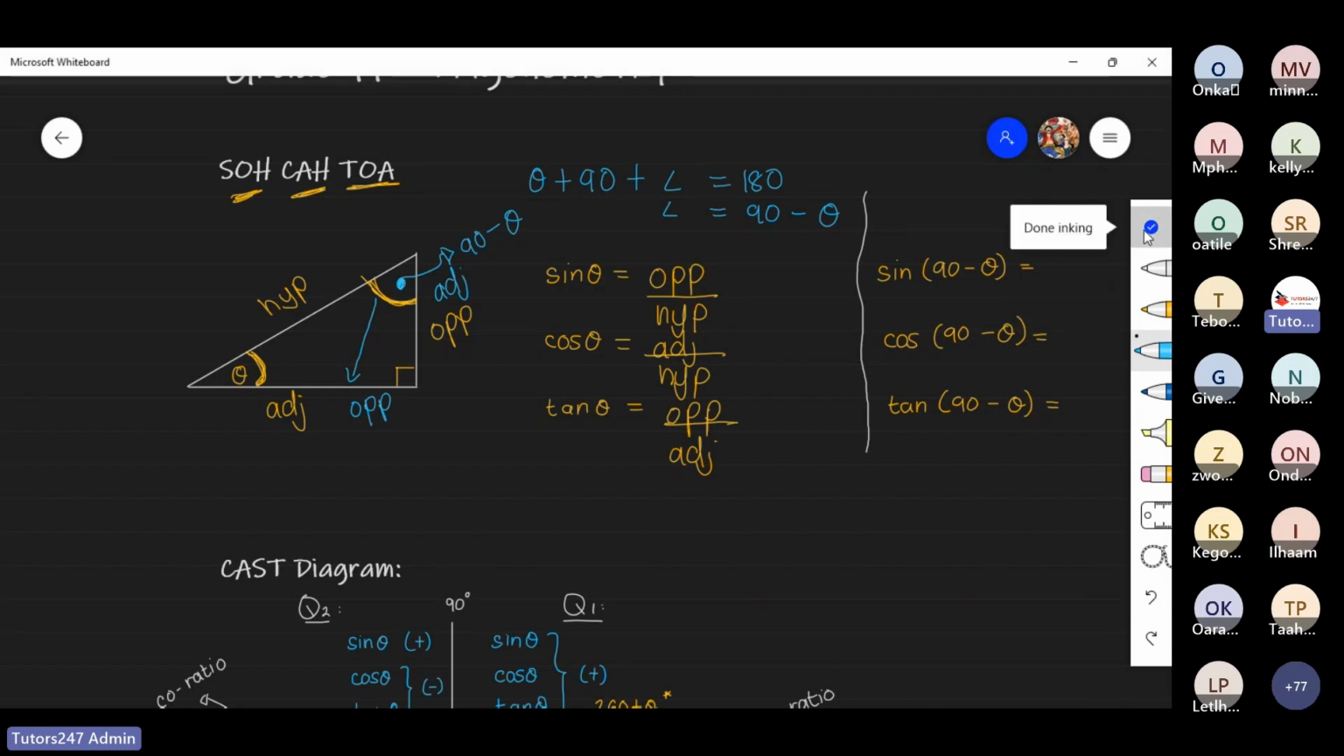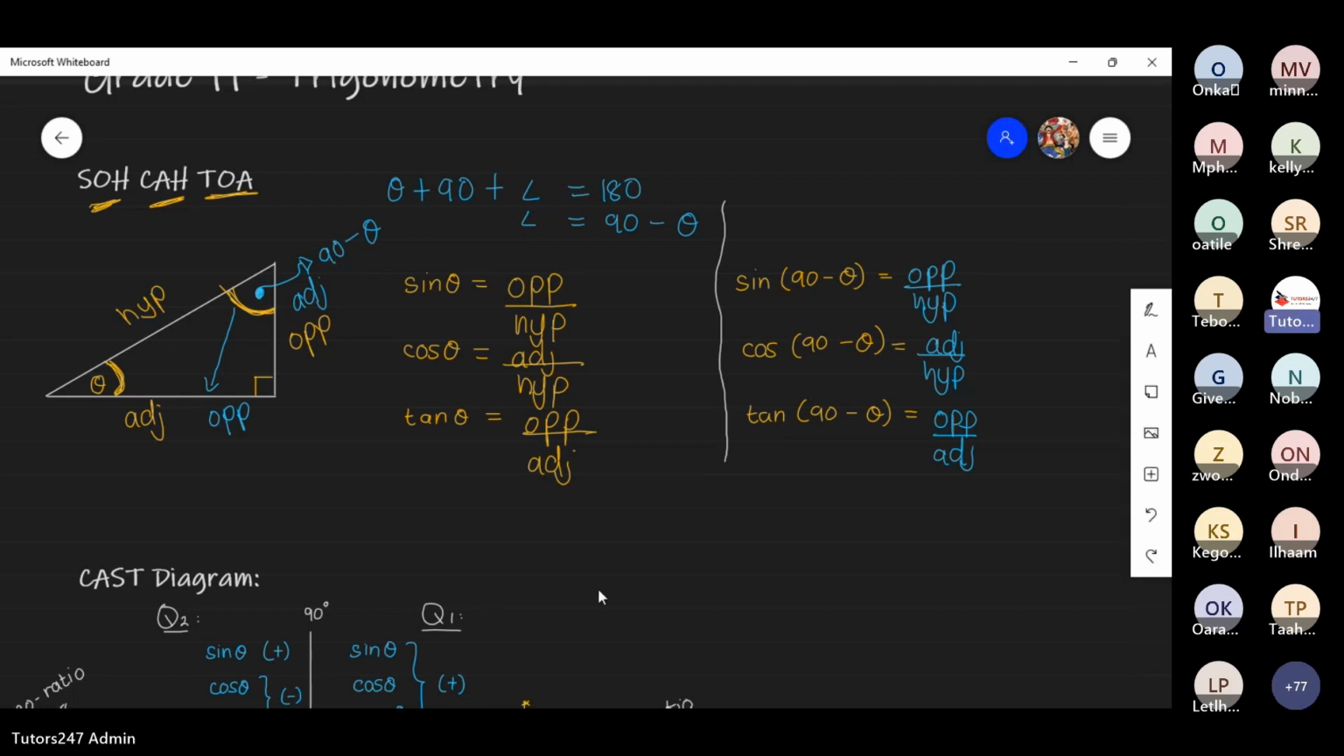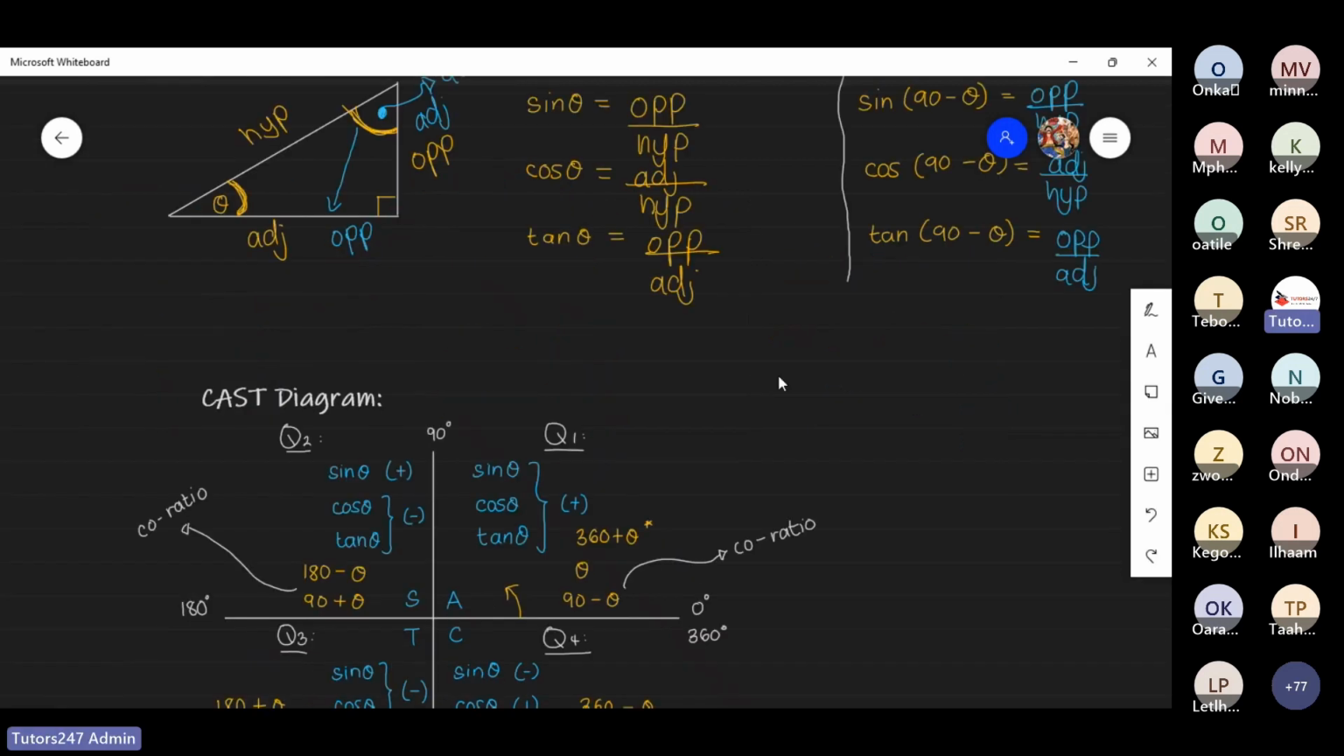So it's going to be the exact same setup. If we're dealing with sine of 90 minus theta and we're using a triangle, it's going to be the exact same thing. It's going to be opposite over hypotenuse for sine. It's going to be adjacent over hypotenuse for cos, and it is going to be opposite over adjacent for tan. So that is important for you to be able to identify and for you to be able to write out. So let's move on to the next part.